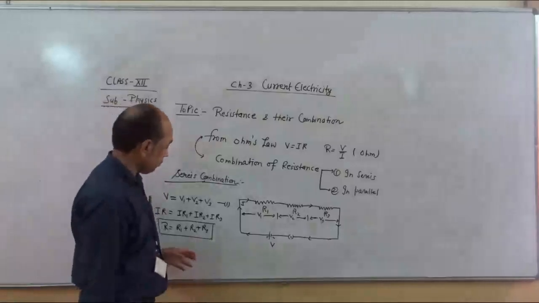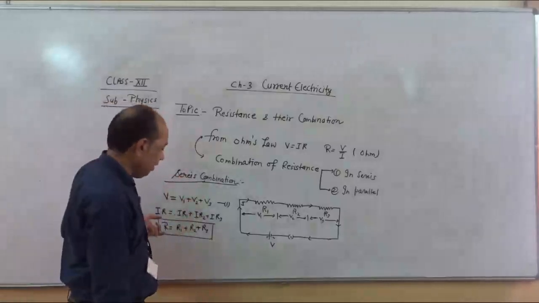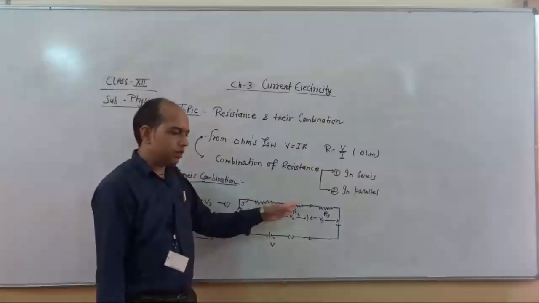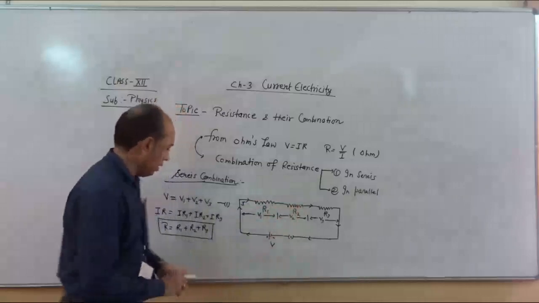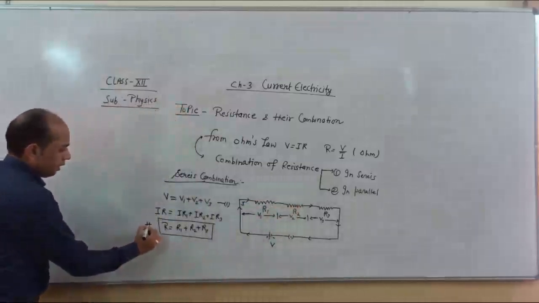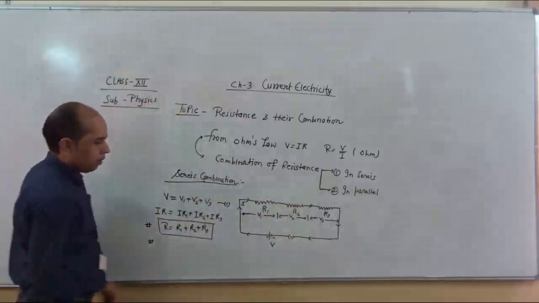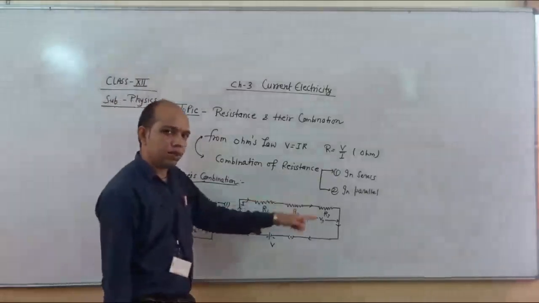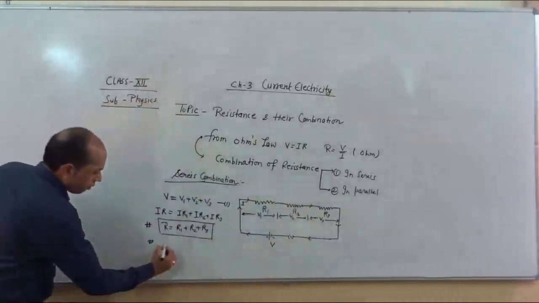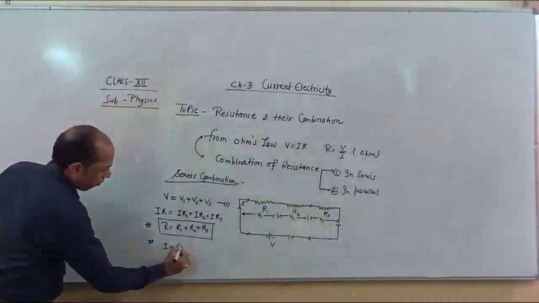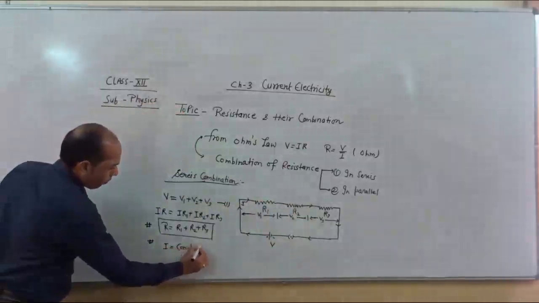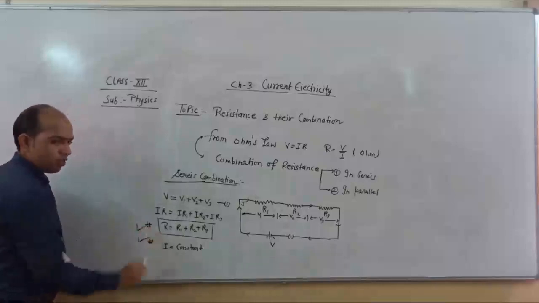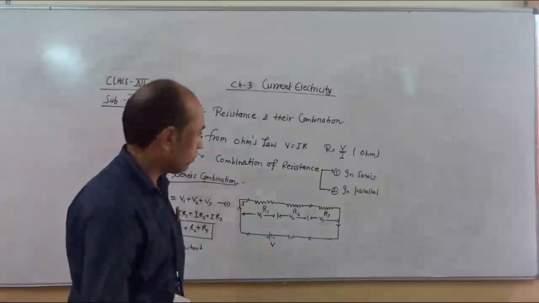That means in series combination, the net or equivalent resistance is the sum of the individual resistances, that is R1, R2 and R3. And second thing, during the series combination, current is constant throughout the circuit. So I is constant. These are the two properties of series combination we use in numericals.